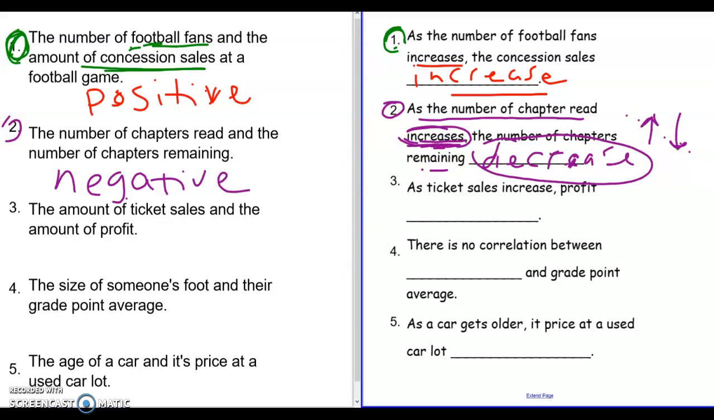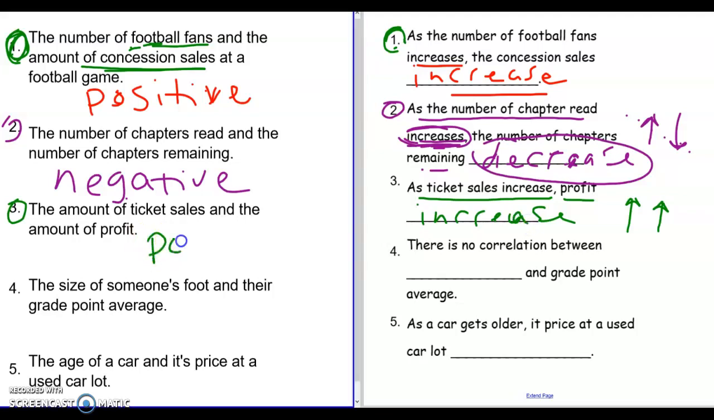Moving on to number 3, the number of ticket sales and the amount of profit. So think about, as we sell our tickets, what is going to happen to our profit? As ticket sales increase, profits also increase. And if both of these things increase at the same time, then that over here means that it's a positive correlation.